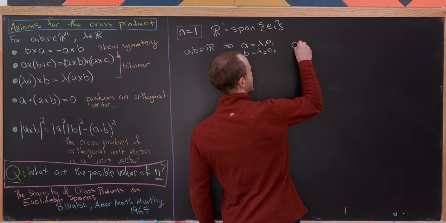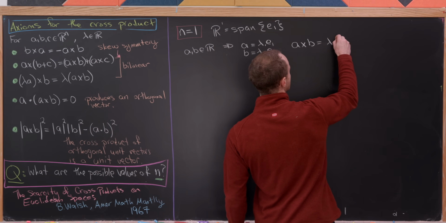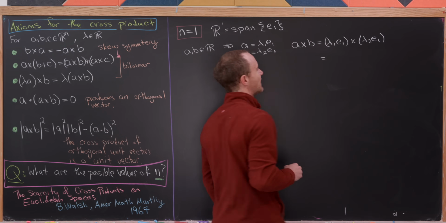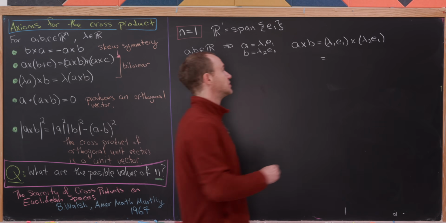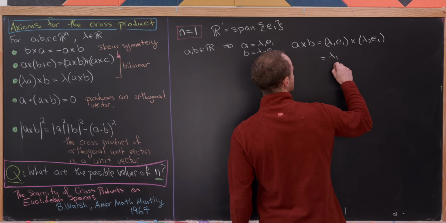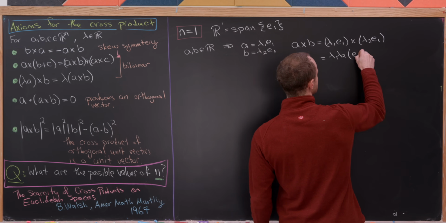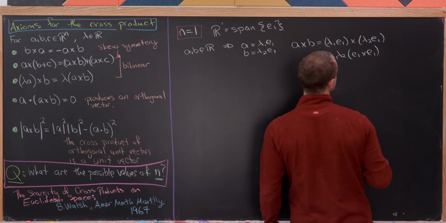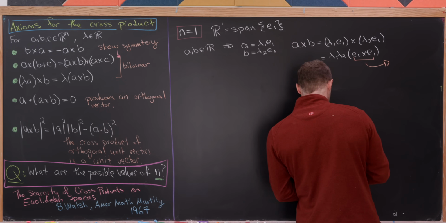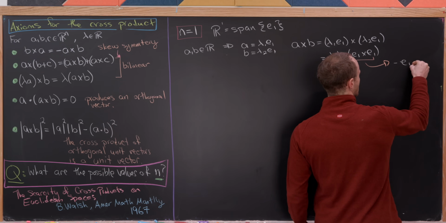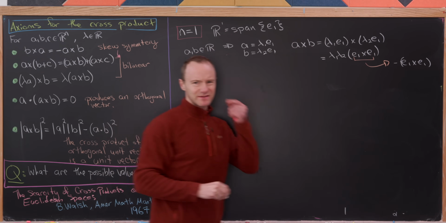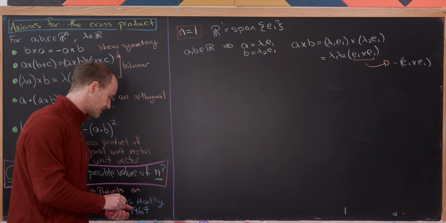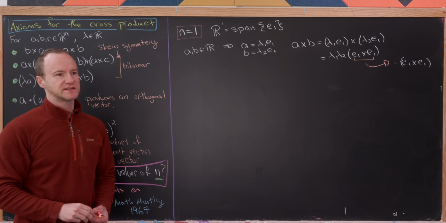But now let's observe that A cross B is equal to lambda 1 E1 cross lambda 2 E1. But then we can factor out that lambda 1 and that lambda 2. And that gives us lambda 1 times lambda 2 times E1 cross E1. Oh, but now let's observe that E1 cross E1 is the same thing as negative E1 cross E1. So that might seem like sort of a weird thing to write down, but what we did there is switch the order of the E1s. But of course, switching the order of the E1s doesn't do anything.